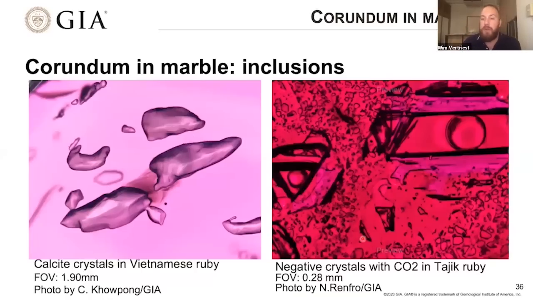Another typical inclusion that we see is what we call a fluid inclusion, or a negative crystal with a CO2 bubble there. Like a CO2 bubble, that just comes from the decomposition of those carbonate minerals, calcium carbonate. It has CO2 right there in the formula. So you get some CO2 in that environment as well. And that is trapped as these beautiful bubbles here in that Tajik ruby.